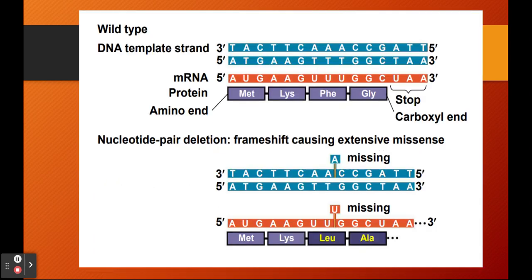That's not good. How about a different example? Let's remove a nucleotide. So let's say I remove an A here. Okay. So if I remove an A, everything gets shifted backwards by 1. Meaning instead of phenylalanine and glycine, we're going to get leucine and alanine now. That changes the whole structure of the protein, guys. So this is why it's disastrous for a protein to have a frame shift mutation.